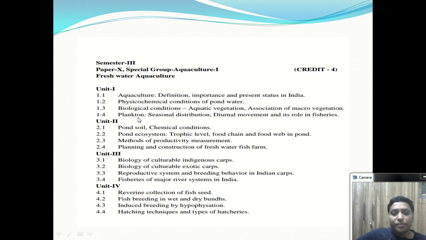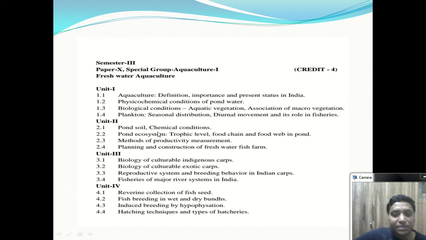The term plankton means free floating plant or organism. The free floating plant is called phytoplankton, and the free floating organism or animal is called zooplankton. The role of plankton is very important in fisheries because these planktons act as food for the fishes. So their presence is very important, and the role of plankton is also important.